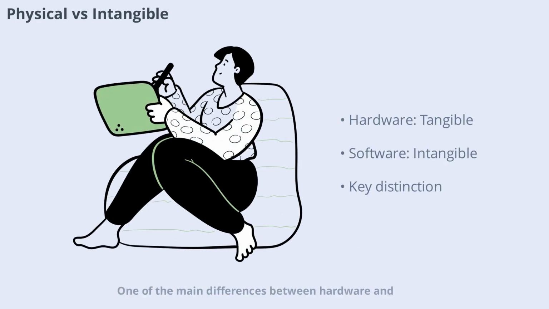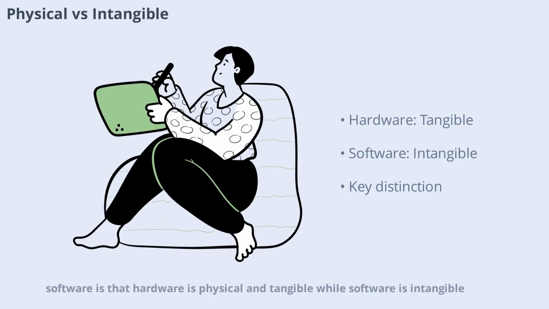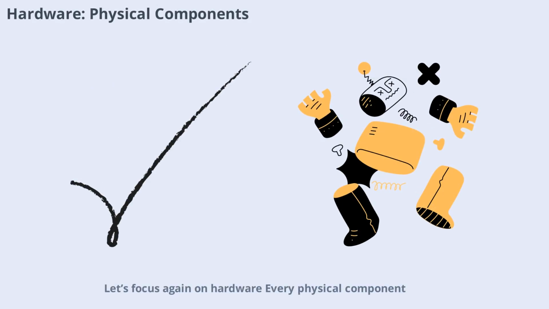One of the main differences between hardware and software is that hardware is physical and tangible, while software is intangible. You can hold a keyboard or a mouse in your hand, but you can't touch a program or an app. This distinction is important because it helps you understand how computers are built and how they function. Let's focus again on hardware. Every physical component, from the smallest chip to the largest monitor, is considered hardware. These parts are manufactured, assembled, and can be replaced or upgraded as needed. When something breaks, like a keyboard or a hard drive, you can physically swap it out for a new one.